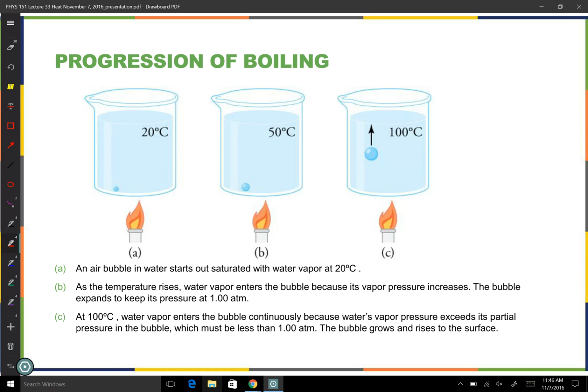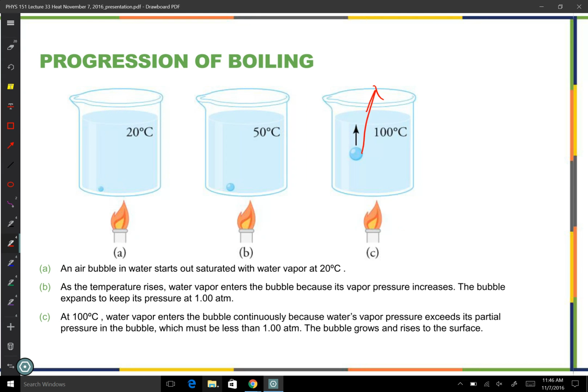But if you get to the point where the partial pressure of water is equal to the atmospheric pressure, then you can't have it expand anymore to get the pressure down. And the bubbles just float out of the water, and that's boiling. And so if the atmospheric pressure is higher, you have to go to higher temperature to get that partial pressure up. And so that means you boil at a higher temperature.